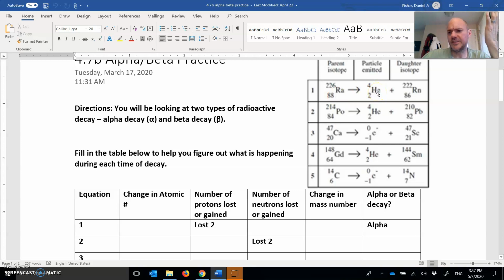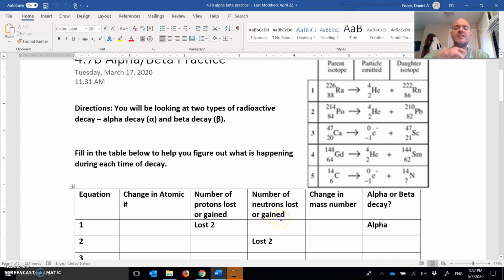When we're looking at these, you're going to think about the change from the parent isotope to the daughter isotope. What is the change in atomic number as we go from 88 to 86? Did it gain? Did it lose? How many did it gain or lose? Number of protons lost or gained. Here it's already got that filled in for you. Lost 2. Number of neutrons lost or gained.